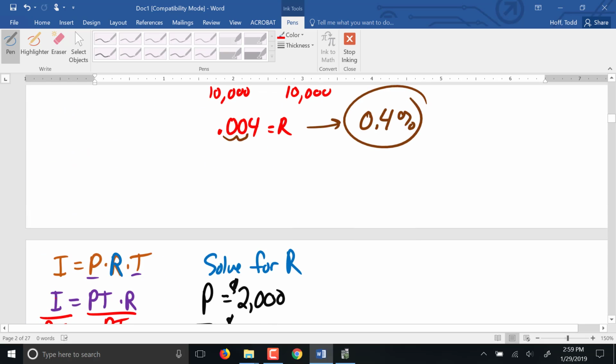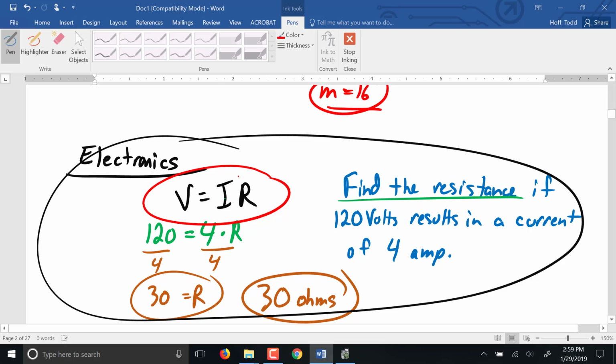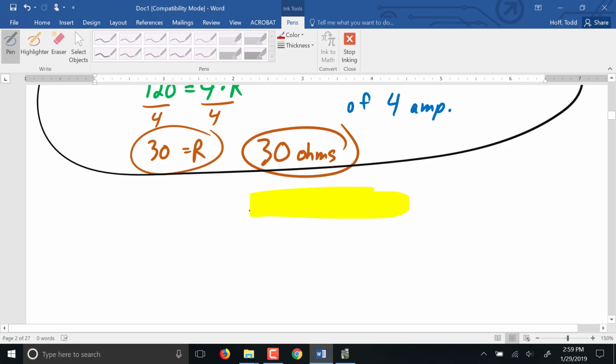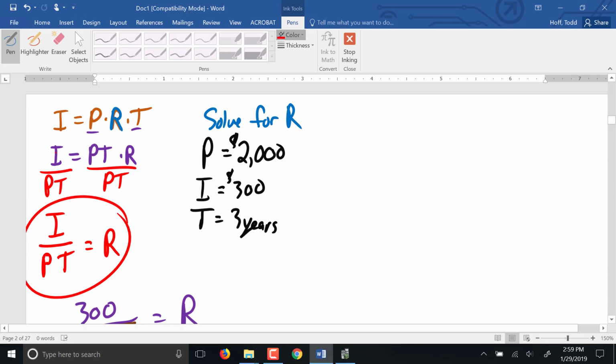Similarly, we have that voltage formula up here, V equals IR. Same type of situation. If I was going to use that formula over and over again where I'm given a voltage and a current and I'm going to look for a resistance, I wouldn't want to leave it as V equals IR and have to solve that equation over and over again.